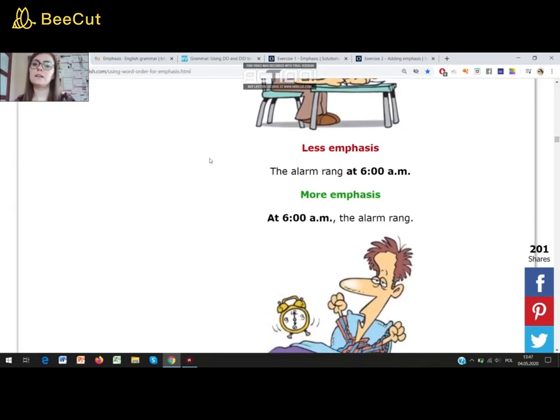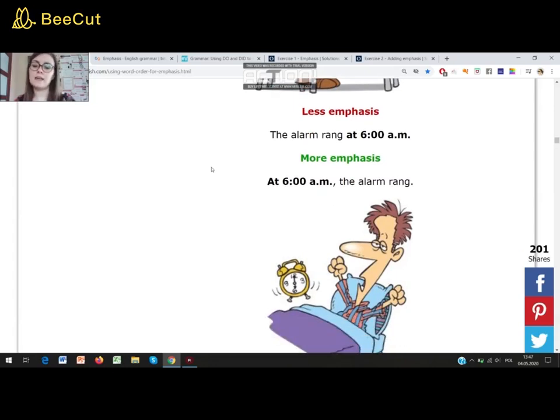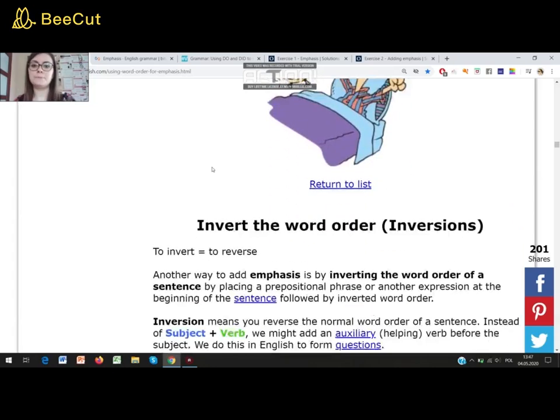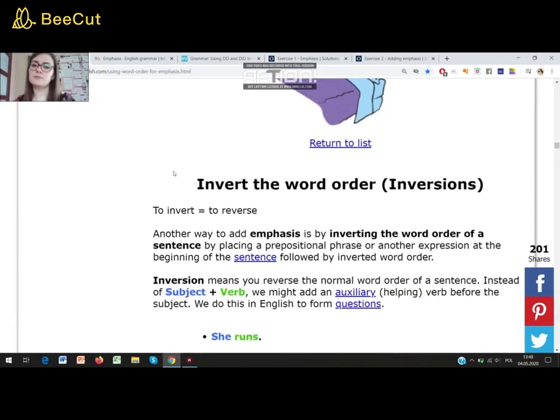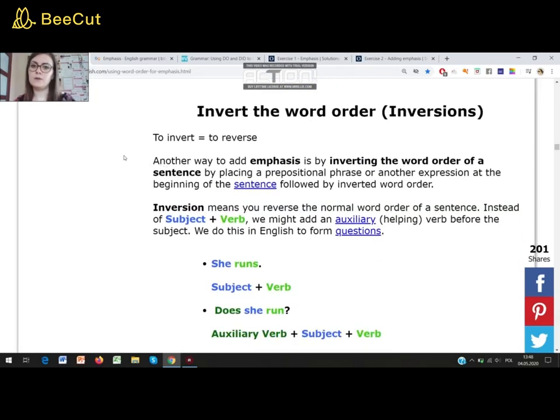Another one. The alarm rang at 6 a.m. It's like a normal sentence, but if you want to emphasize the time: at 6 a.m. the alarm rang. Next, we can use inversion, which we were talking about some time ago, but still we can revise it quite quickly. So to invert means to reverse. It's another way of using emphasis by inverting the word order of a sentence, by placing a prepositional phrase or another expression at the beginning of the sentence, followed by inverted word order.